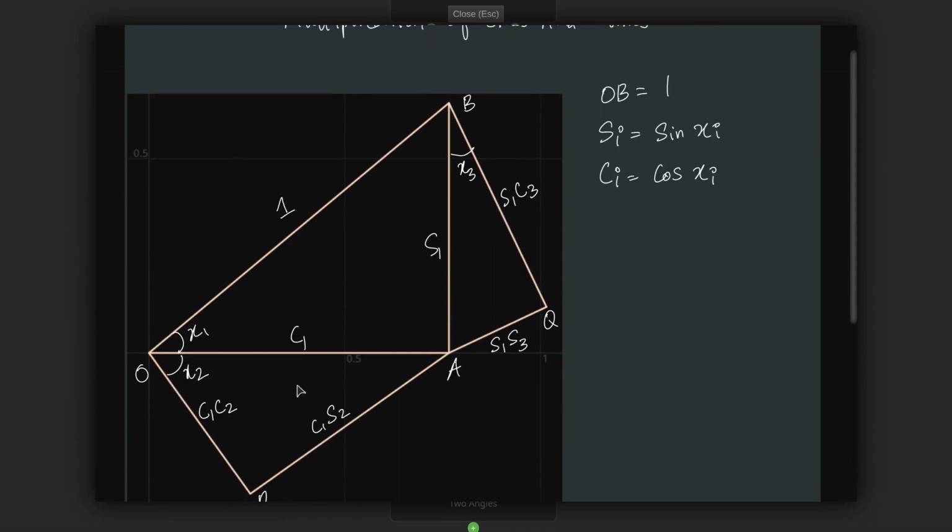So when you see diagrams like this and a bunch of angles, you should be able to understand how to get each length based on a set of multiplications of sines and cosines. That's the basic idea.